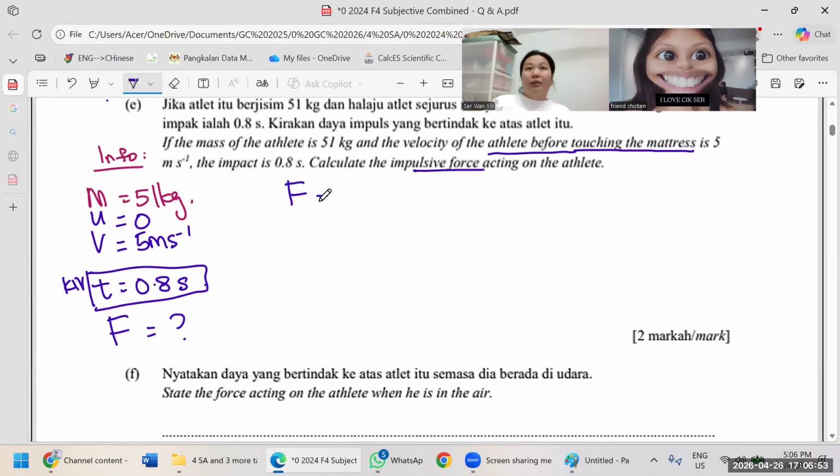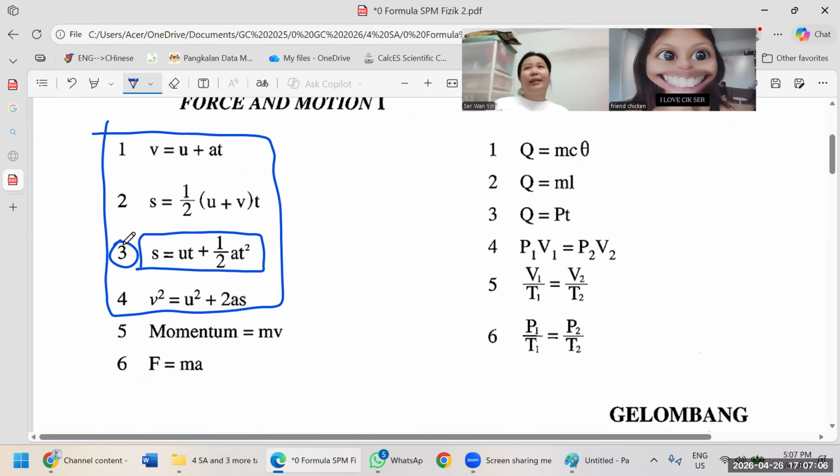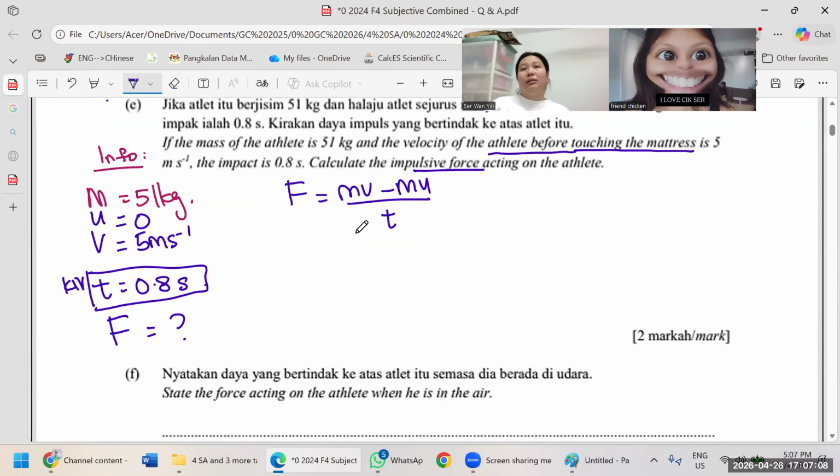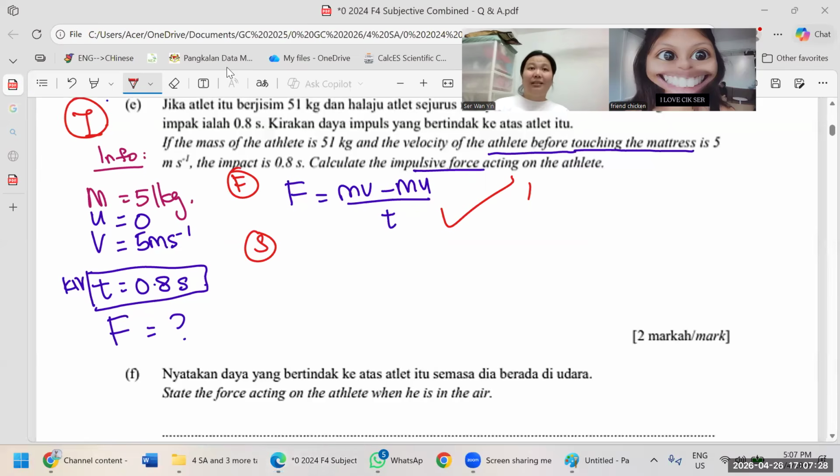Formula, please write F equals MV minus MU over T. Why do I always encourage you to write the formula? Let's see, is this formula in the formula list or not? It isn't. Let's say you substitute wrongly, because you wrote the formula, even though it's not in the formula list, you still get 1 mark. Understand? So if you substitute, okay? It avoids many careless mistakes.